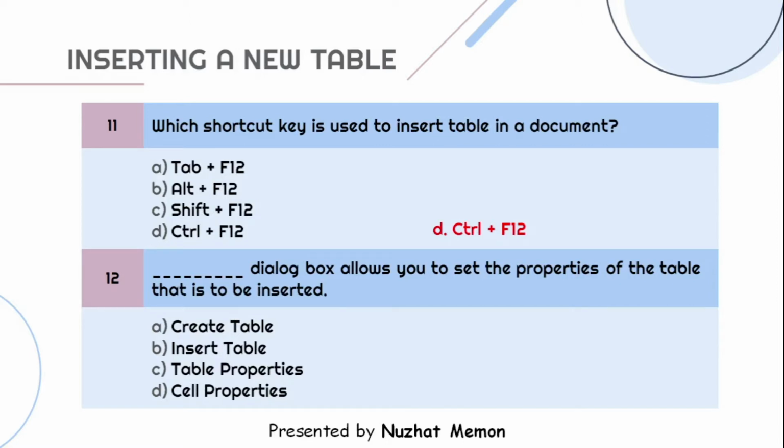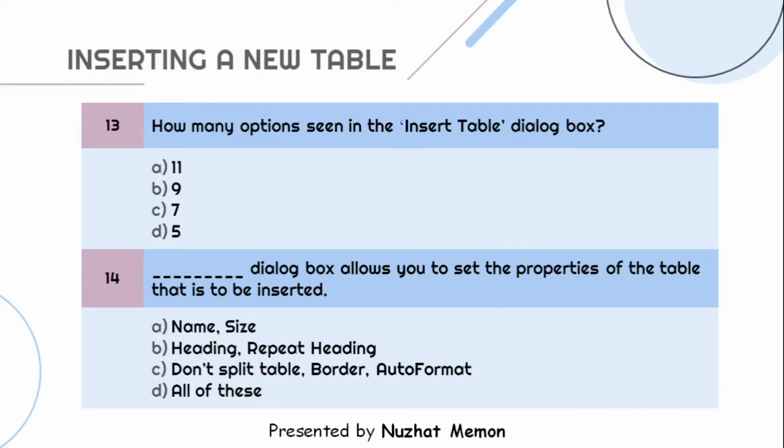12. Dash dialog box allows you to set the properties of the table that is to be inserted. So which dialog box was it? Yes, I repeated it 2-3 times. Which was it? Yes, it was option B, that is insert table. 13. How many options are seen in the insert table dialog box?